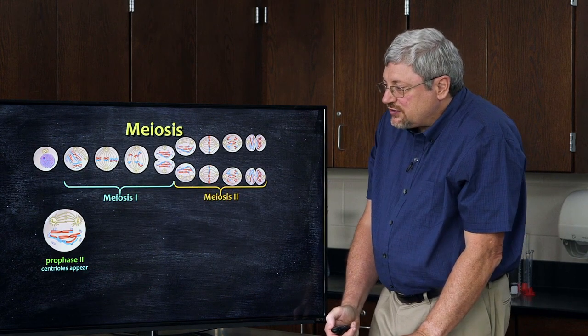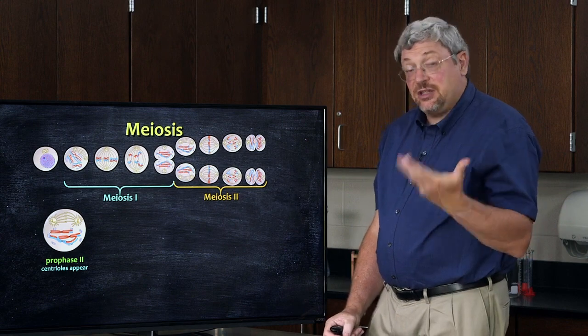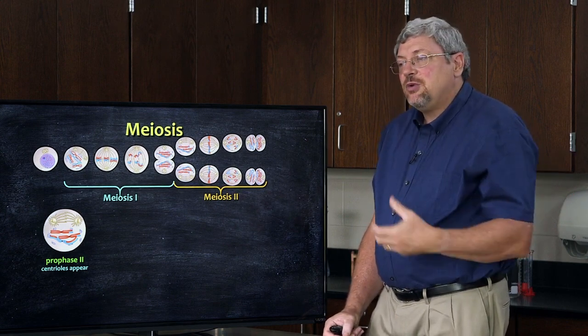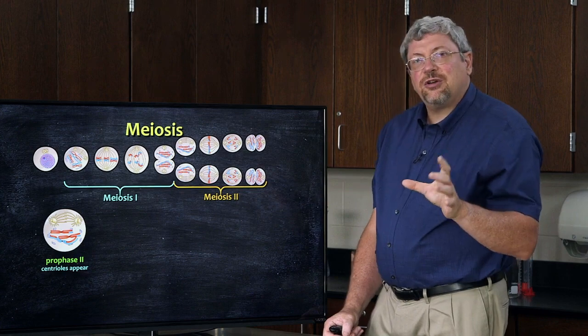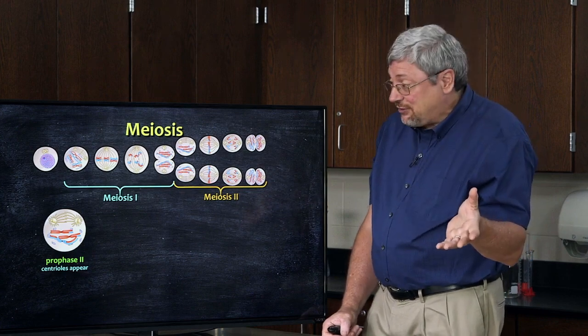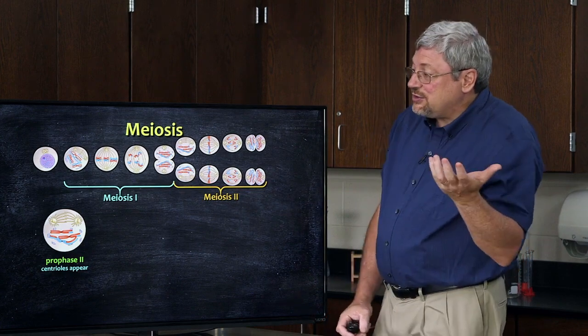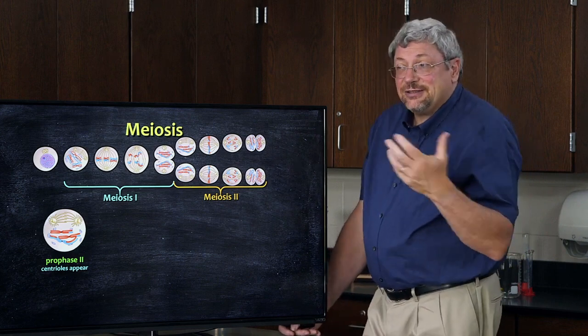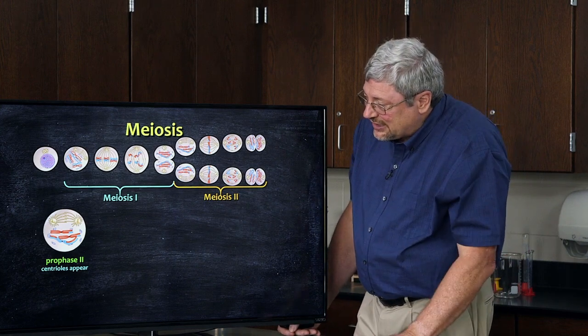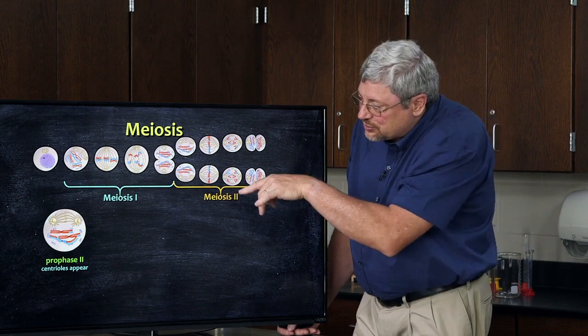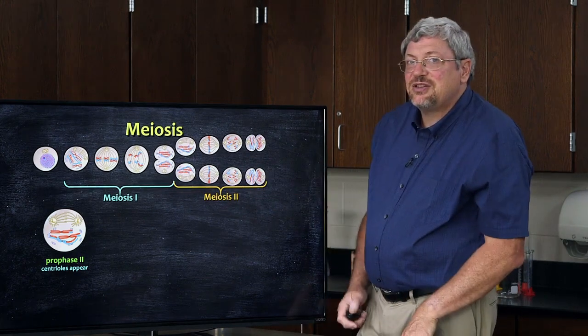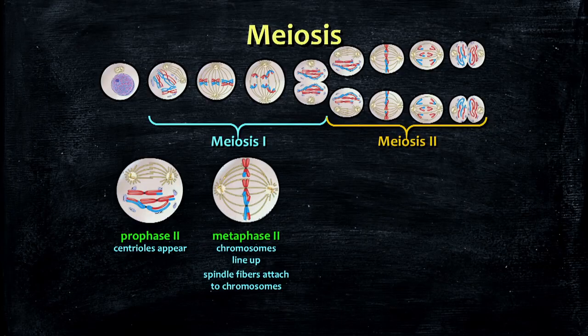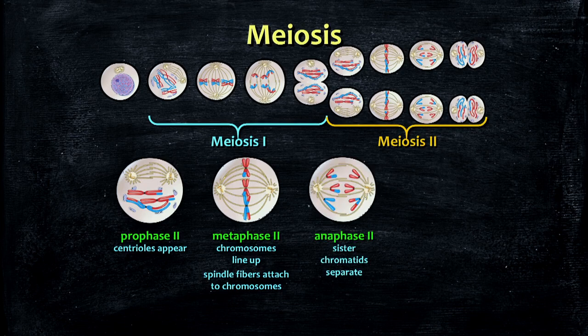Prophase 2 is very simple. We don't have to condense our DNA because it's already there. We don't have to dissolve our nuclear envelope because we didn't have it there at the end of this. We don't have to dissolve our nucleoli either. All we have to do is produce centrioles on opposite ends of the cell for things to move towards. In metaphase 2, the chromosomes again line up at the center of the cell, spindle fibers attached to them.